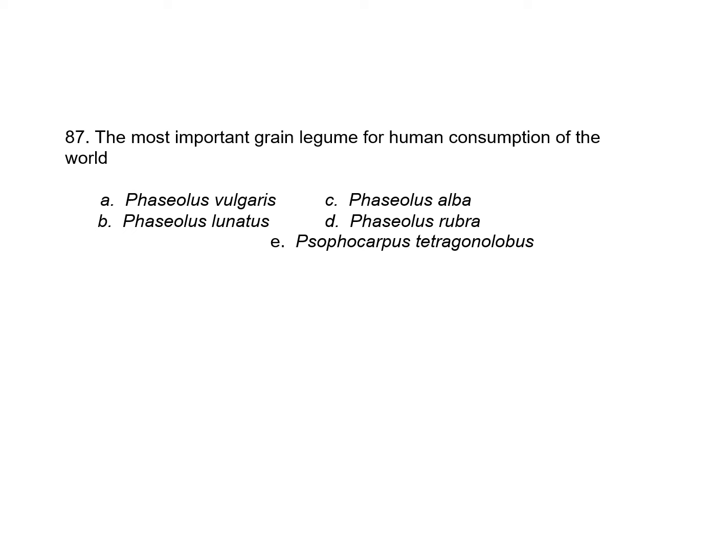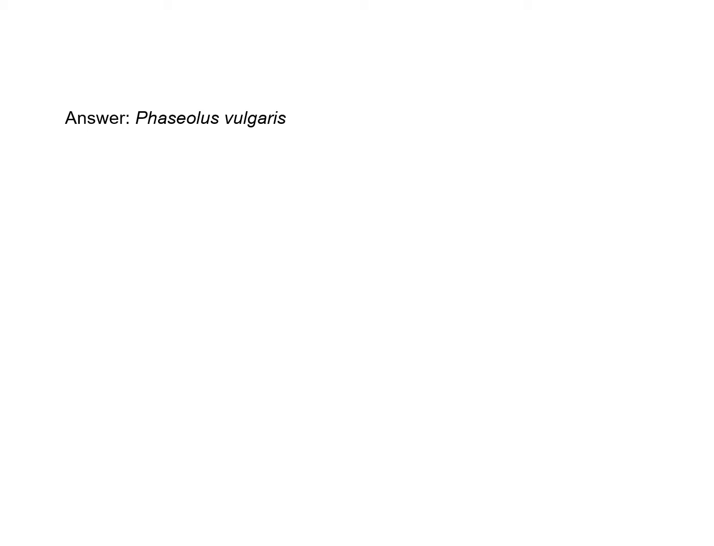Number 87. The most important grain legume for human consumption of the world. A. Phaseolus vulgaris, B. Phaseolus lunatus, C. Phaseolus alba, D. Phaseolus rubra, or E. Psophocarpus tetragonolobus. The answer is Phaseolus vulgaris.